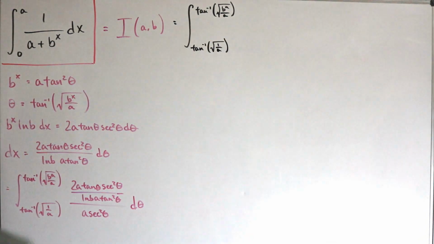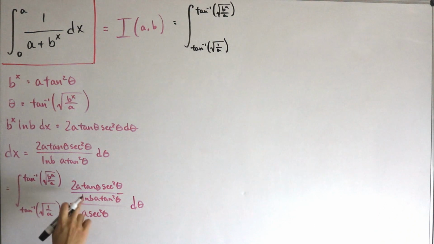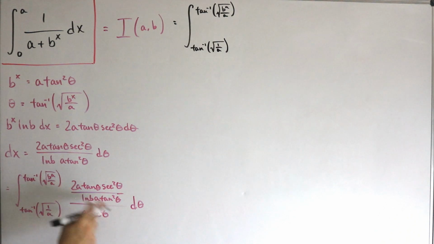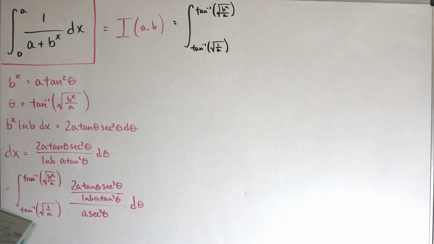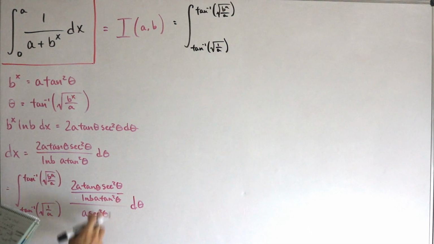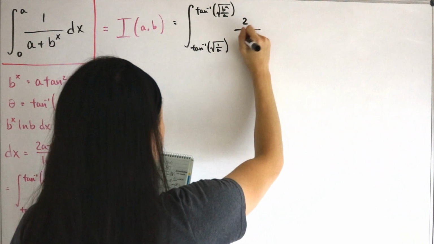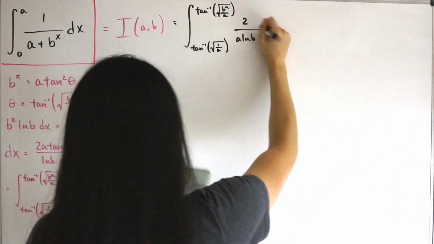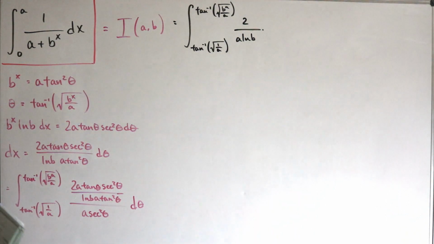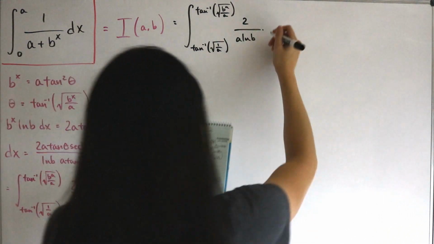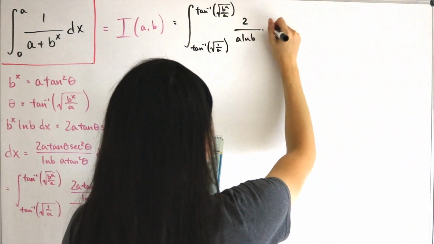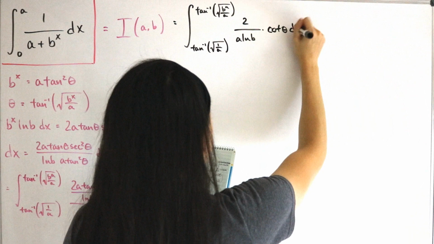Now if we cancel some things out, so tangent squared, that means I'll put a tangent theta on the bottom. I have an ln of b, so secant squared theta is also going to cancel. So what this reduces to is just 2 divided by a ln of b, and then this actually follows with a nice trigonometric identity that this simplifies to just multiply with cotangent theta d theta.